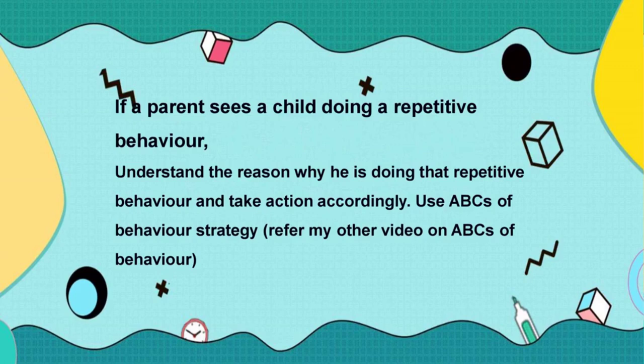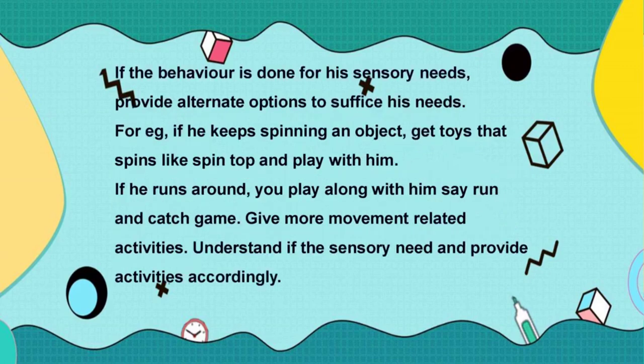Understand the reason why he is doing that repetitive behavior and take action accordingly. Use my video on the ABCs of behavior strategy. List out the reasons why he is doing it and on what occasions he is doing that behavior. If the behavior is done for a sensory need, provide alternate options to satisfy his needs. For example, if he likes spinning an object, get toys that spin with sound and music. That way you can interact with him when he's doing a repetitive behavior.